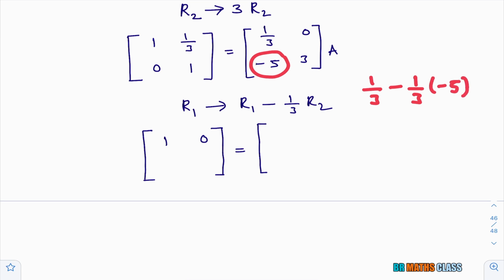Minus 5 is there. So what is this? 1 by 3 plus 5 by 3. That is 6 by 3. 6 by 3 is what? 2. So you will get 2 here. Right? Now come to this one.